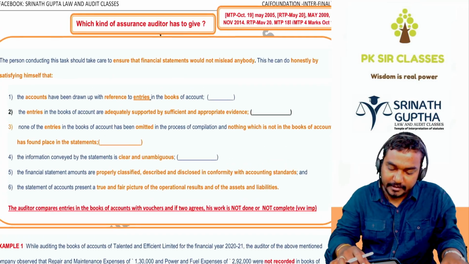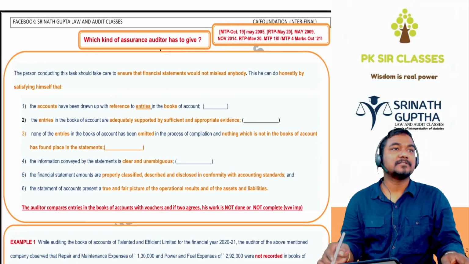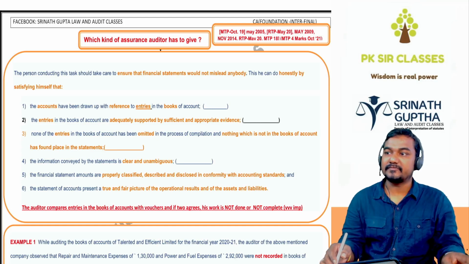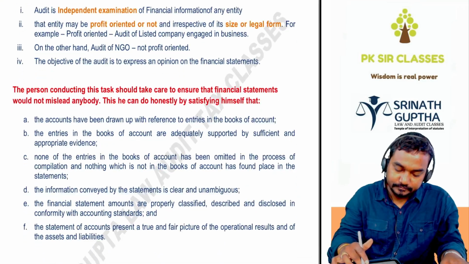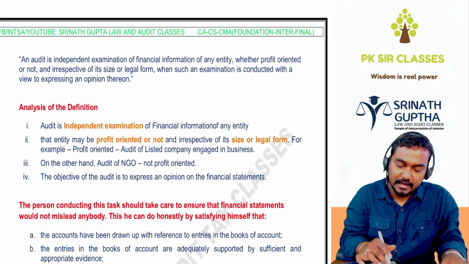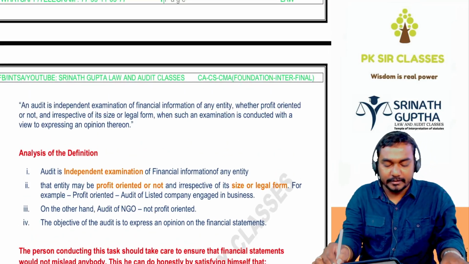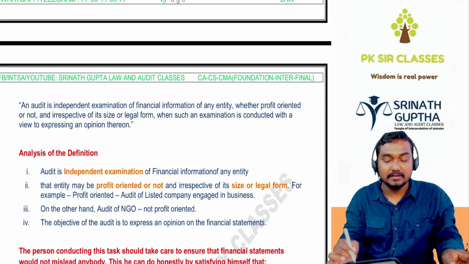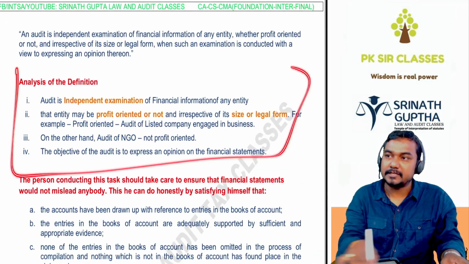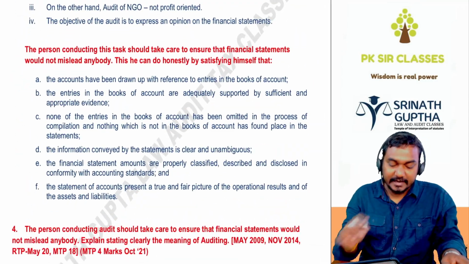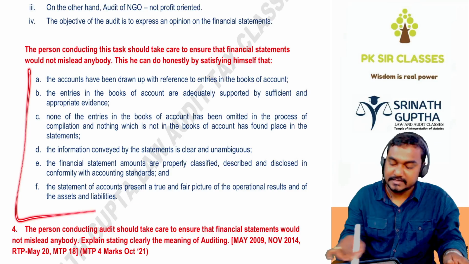Which kind of assurance does the auditor have to provide? We discussed this, it was very important also. So we have to analyze the definition. Auditing is independent examination of financial information of an entity, whether profit oriented or not, irrespective of size and legal form. Such examination is conducted with a view to express the opinion thereon. So which kind of assurance does the auditor have to provide? The auditor has to provide these 6 kinds of assurances.